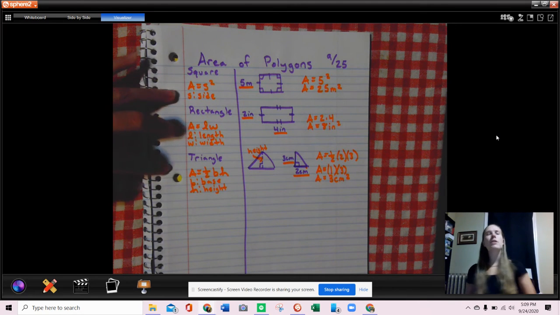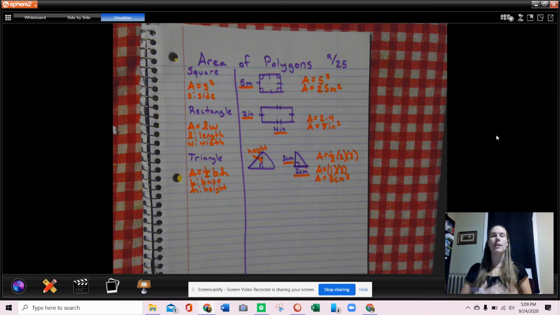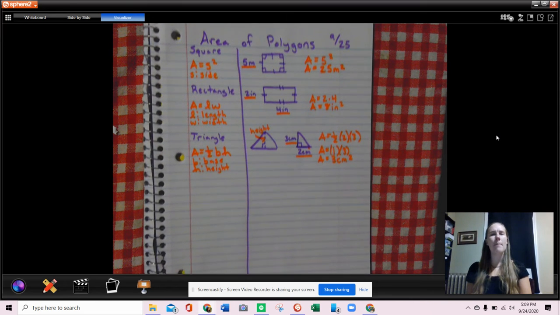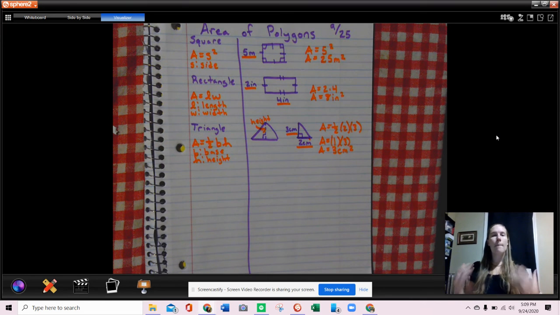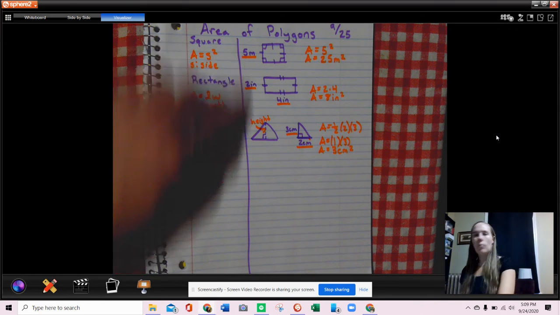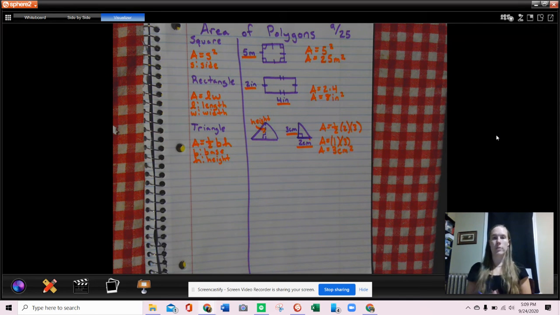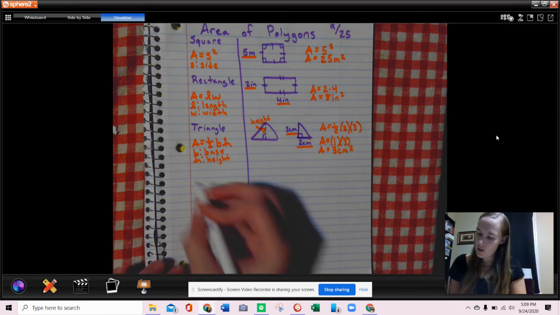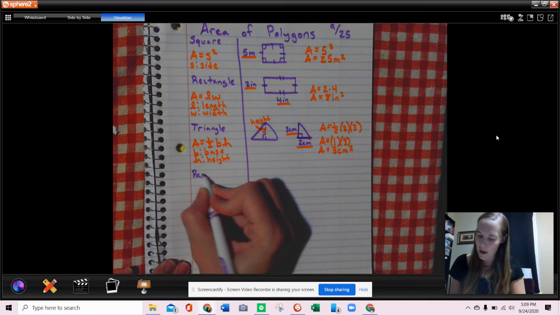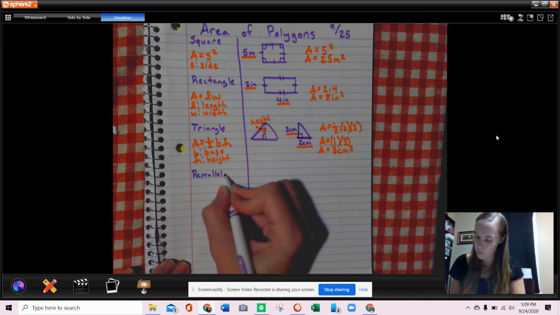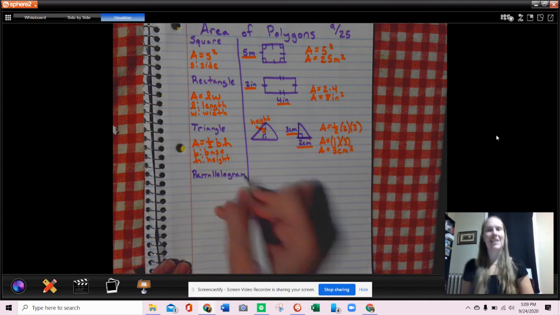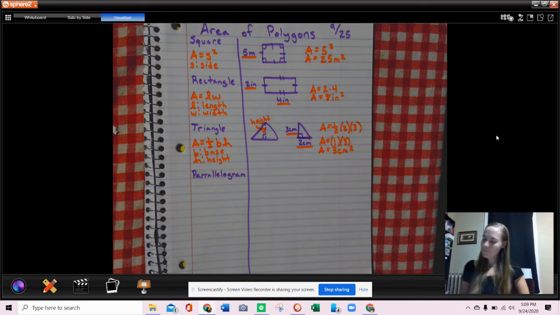So these 3 shapes are 3 shapes that we've seen a lot of and we're probably very familiar with. The next 2 shapes we might not be as familiar with, but it takes in what we are doing with these first 3 shapes up there. So the first one is a parallelogram. So I have to say it like that so I can spell it.